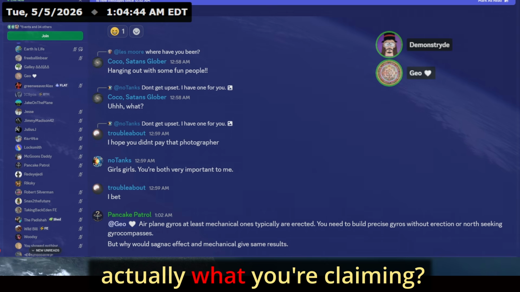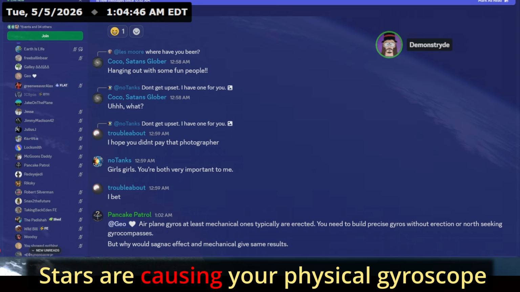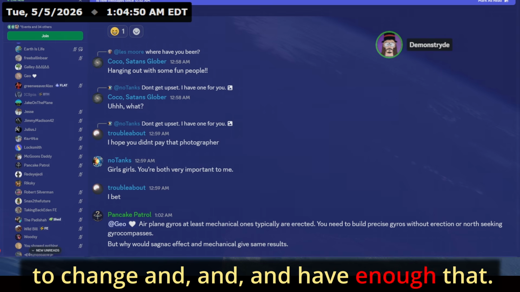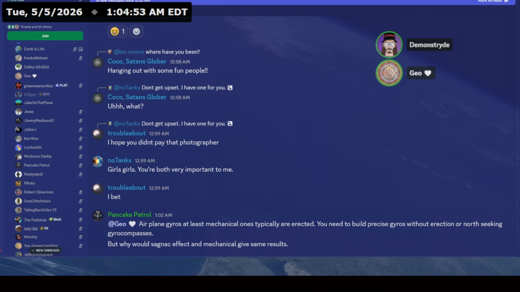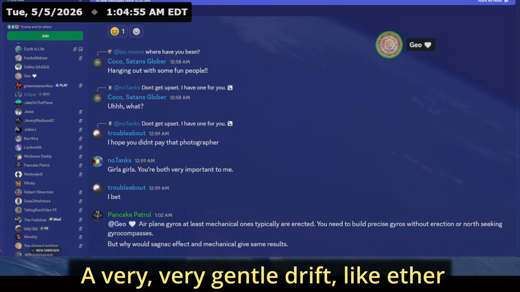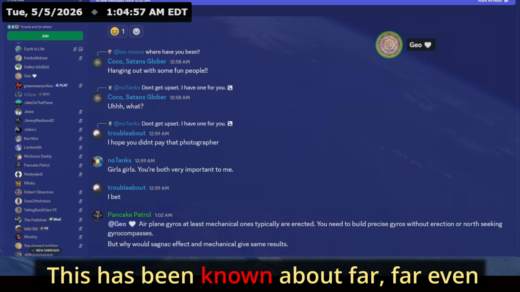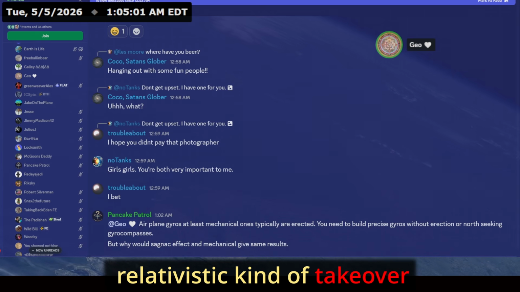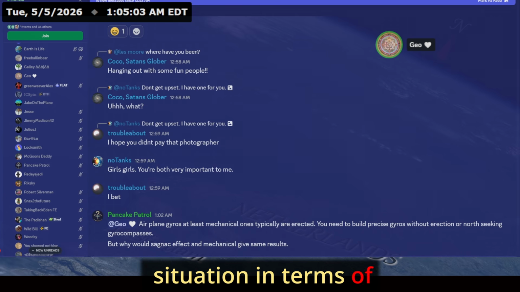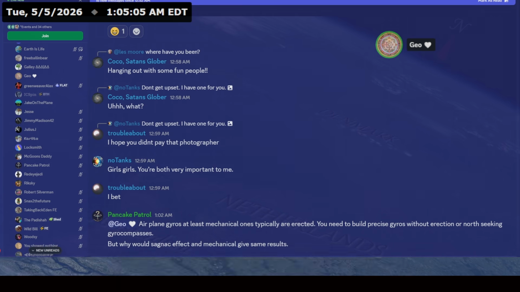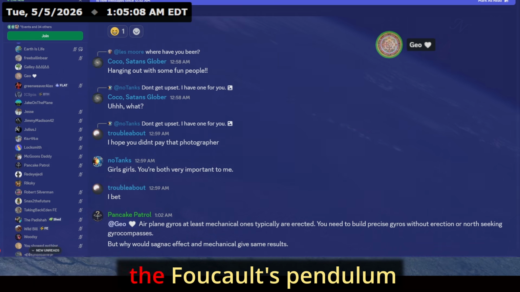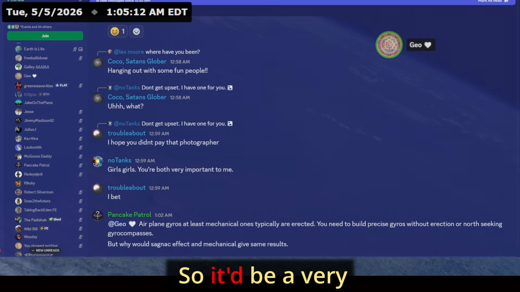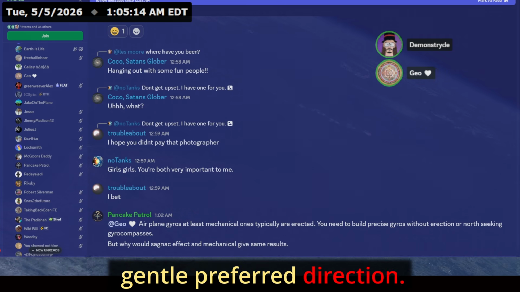Is that actually what you're claiming? Stars are causing your physical gyroscope to change? A very, very gentle drift, like ether drift or ether wind. Yeah, this has been known about even before the modern relativistic takeover, the ether drift and so on. And like the Foucault pendulum that drifts very, very gently, that would be related to it. So it'd be a very gentle preferred direction.